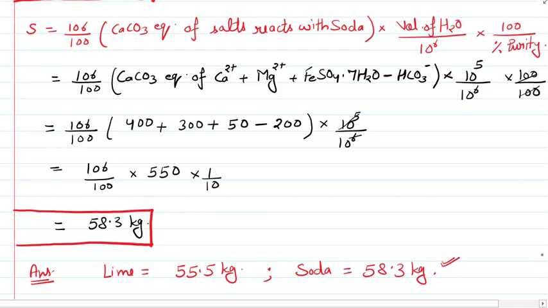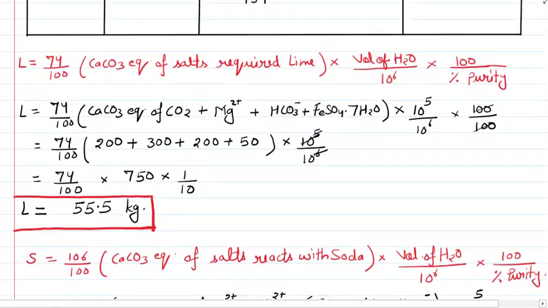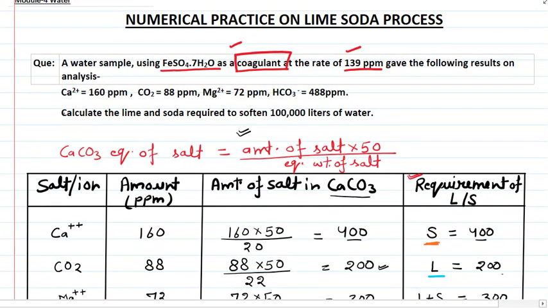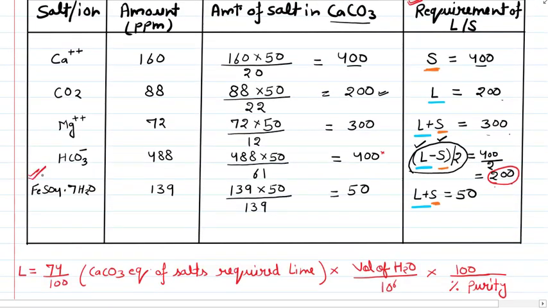I hope you understand. So now you can easily calculate the numericals based on the lime soda process if the analysis of water is there and also there is an amount of coagulant which is given. So remember, we have to use this coagulant and the value of this coagulant which is given, and we have to include this in our table of calculation, because all these coagulants react with lime or soda or lime as well as soda.